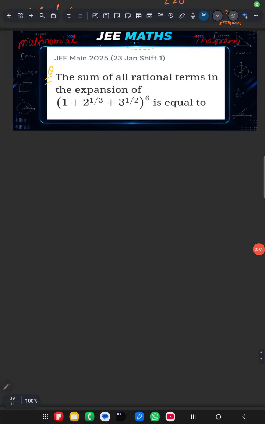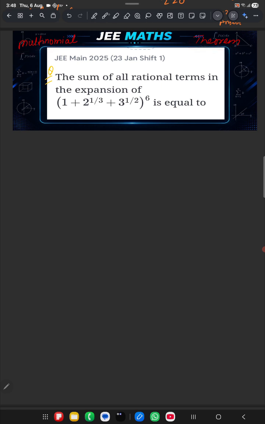This question is from JEE Maths 2025. The question is like this: the sum of all rational terms in the expansion of (1 + 2^(1/3) + 3^(1/2))^6 is equal to what? This is from the multinomial theorem.